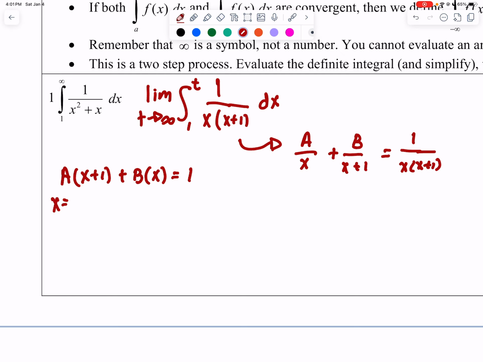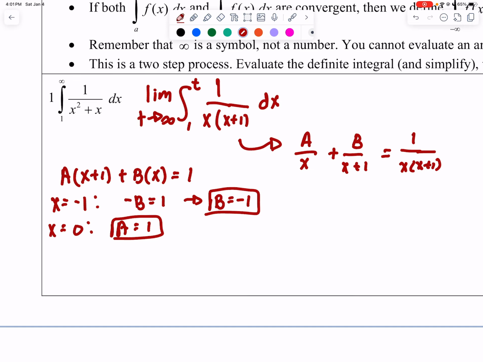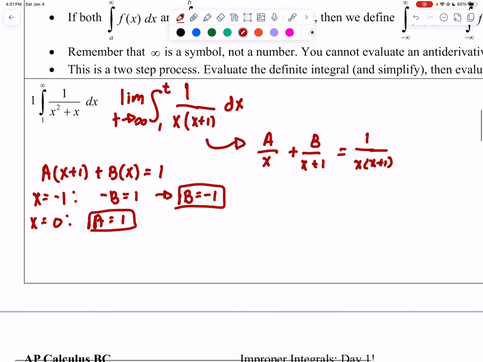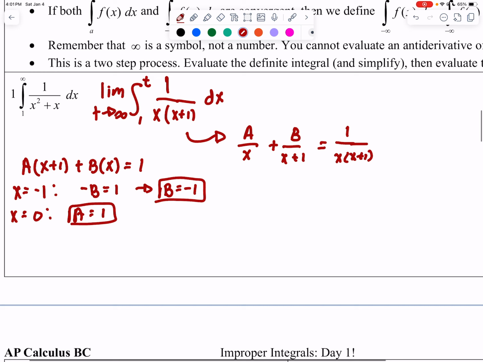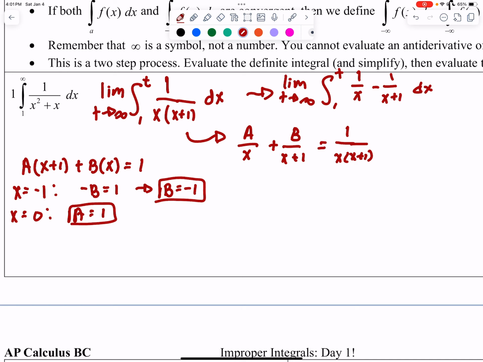If I let x to be -1, then I'm going to have negative b is equal to 1, which means that b is equal to -1. And then if I let x to be 0, then I'm going to have a is equal to 1. So now I could rewrite my limit in my integral to be the limit as t approaches infinity of the integral from 1 to t of 1 over x minus 1 over x plus 1 dx.